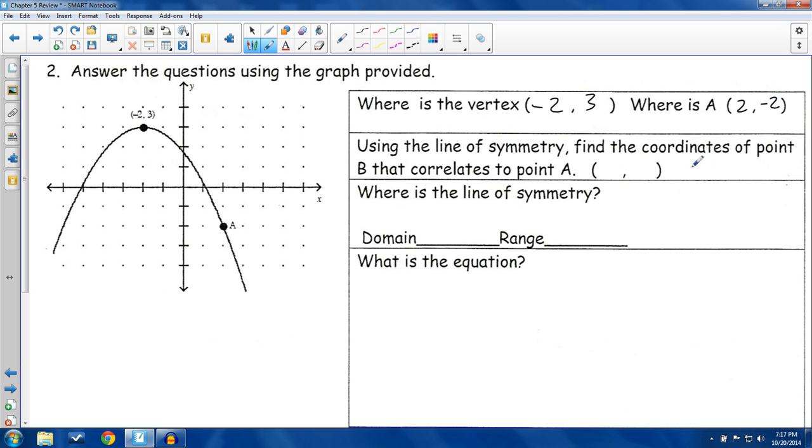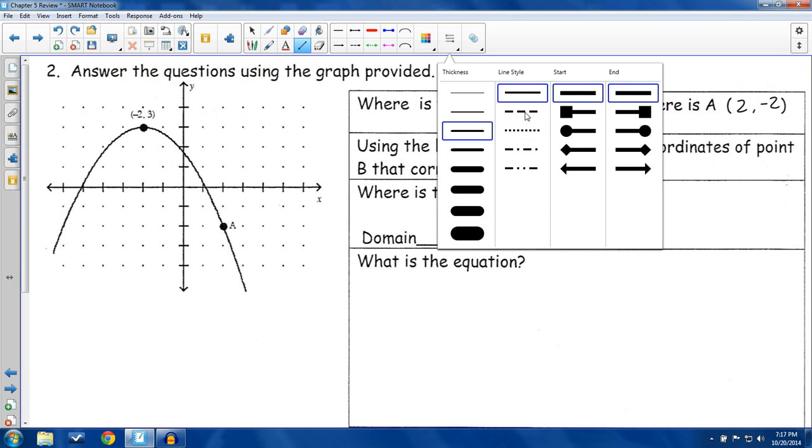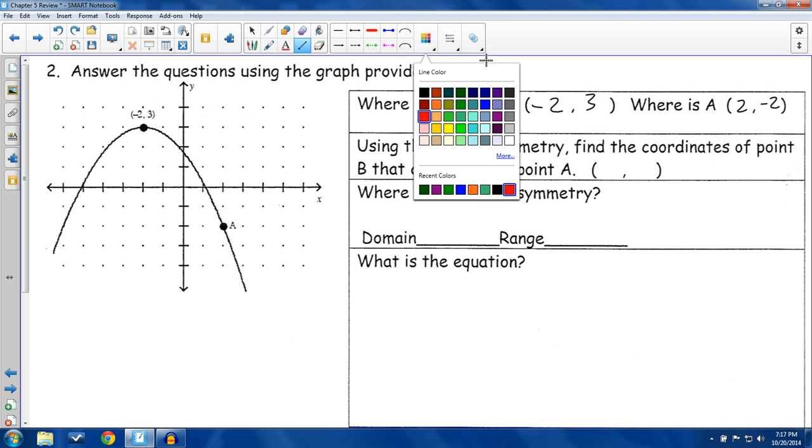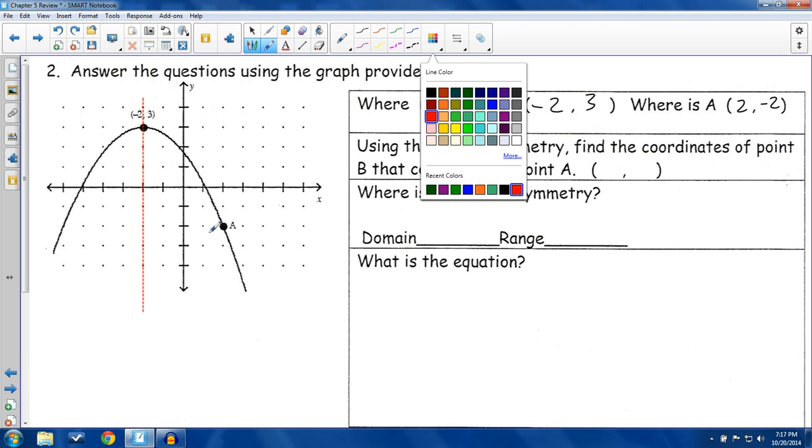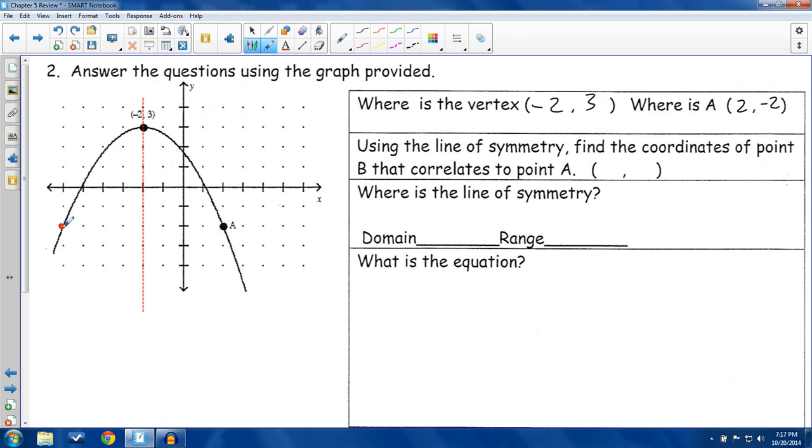2, negative 2. Using the line of symmetry, or we called it the axis of symmetry before, find the coordinates of point B that correlates to A. We've called these corresponding points in the past. If you remember that, it's basically if you reflect across your axis of symmetry. I didn't really talk about that in my notes. I do apologize for that. But if I want a point B right here, I'm going to look at point A, and I'm going to reflect it across here. This is my point B.